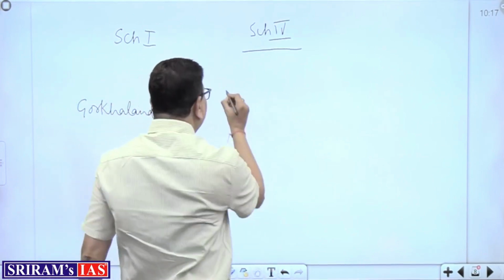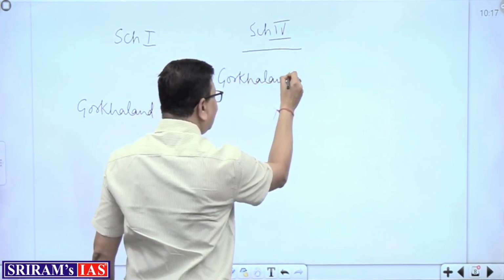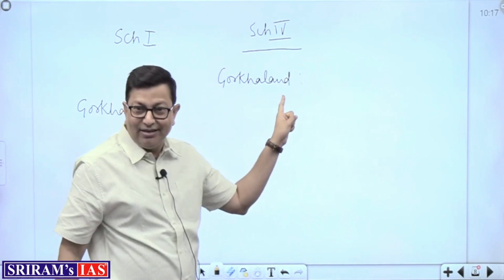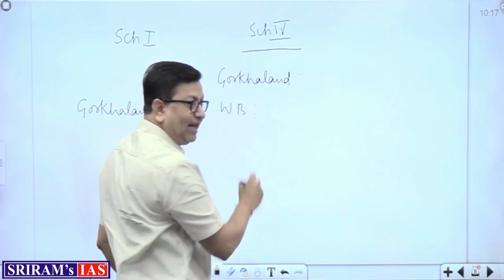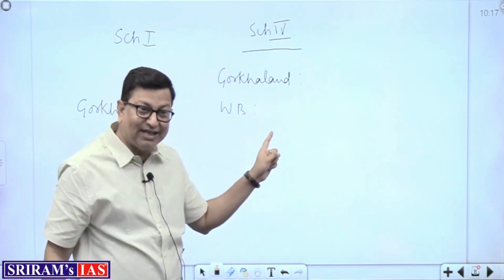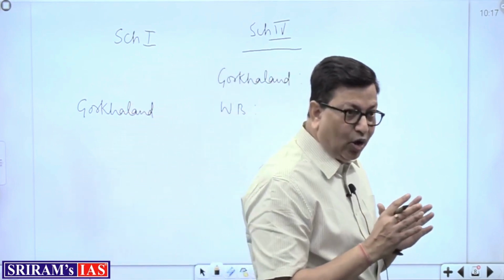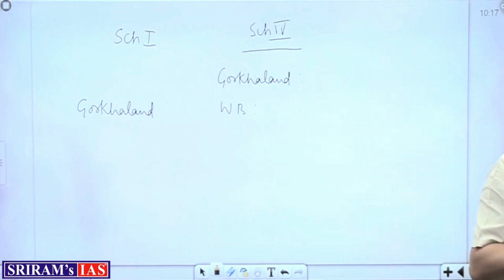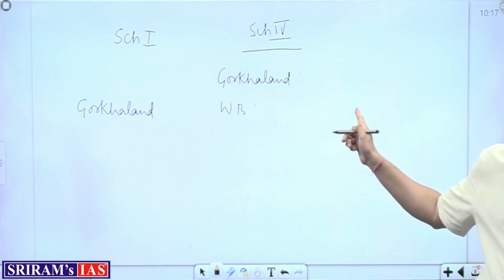So here what will happen? Gorkhaland will be a new entry, because representatives will come from Gorkhaland also. So it is an addition in Schedule 4. And West Bengal's representation will change, because it will be distributed between West Bengal and Gorkhaland. So changes will be there. That is what we have written here. That is, if a law is made under Article 2 or 3, meaning if a new state is created or admitted, then there have to be changes in Schedule 1 and Schedule 4.